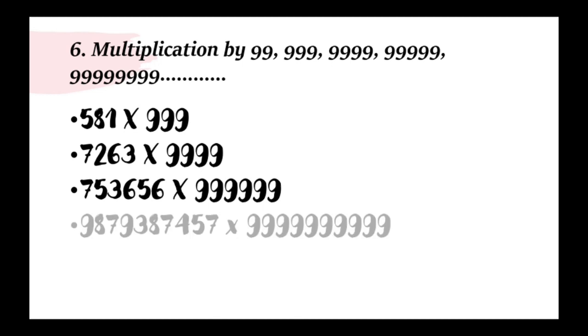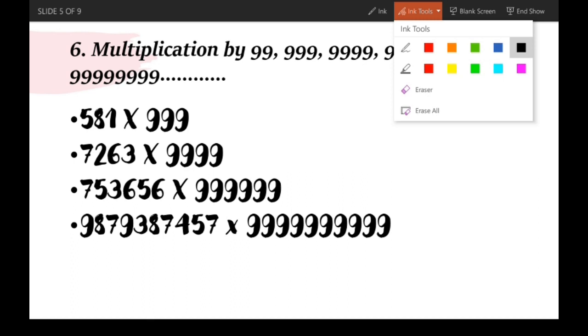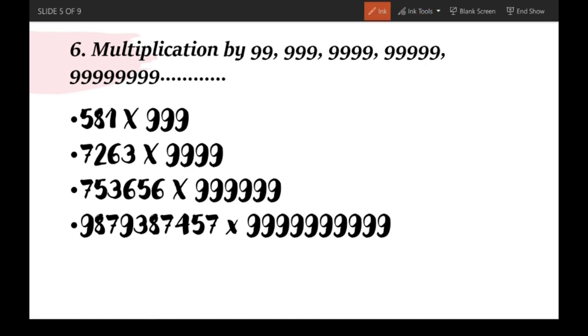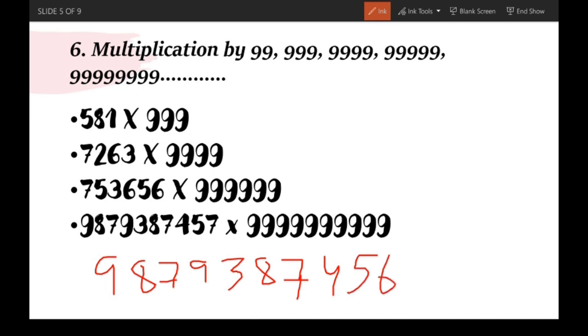Hope you understood how to solve this. Now let's see the last example. It's just simple, so I'll directly write the answer. First step, we are going to reduce 1 from the number. So 9879387456, and then subtract all numbers from 9 and the last number from 10.